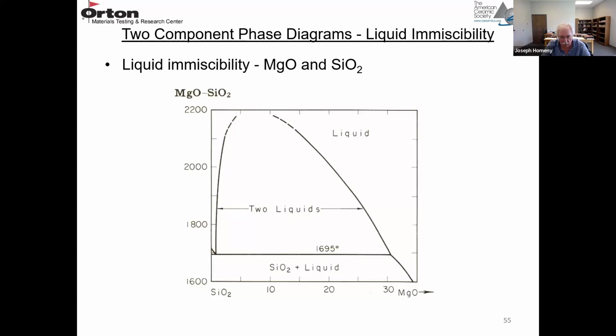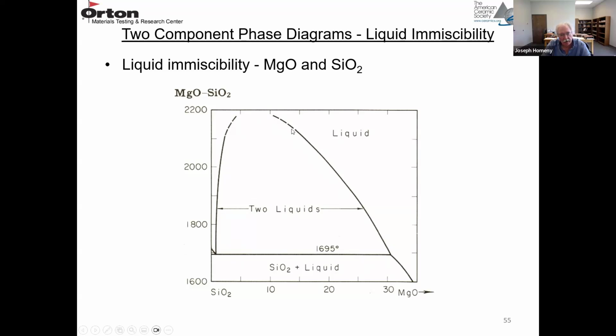Magnesium silicates, especially forsterite, are important refractory materials, by themselves and also as second phases. So a forsterite could be a second phase, the magnesium silicate could be a second phase in an MgO refractory. So this is 100% SiO2, and this looks like about 35% MgO, from 1600 to 2200 degrees C. Your two liquid region.